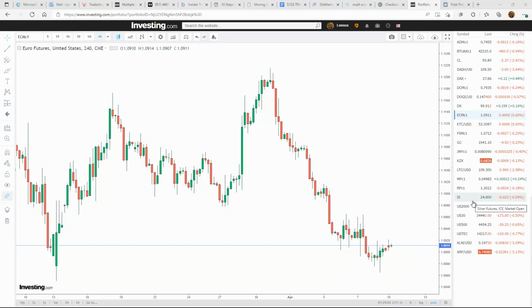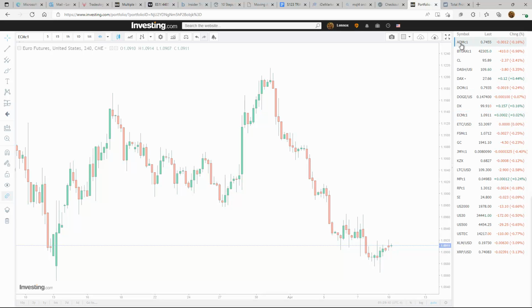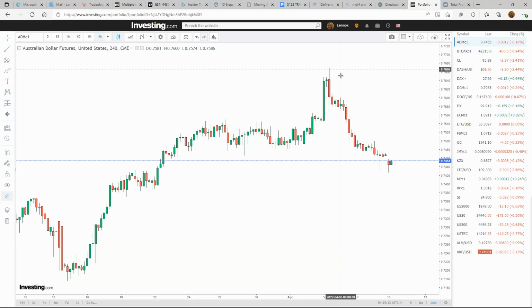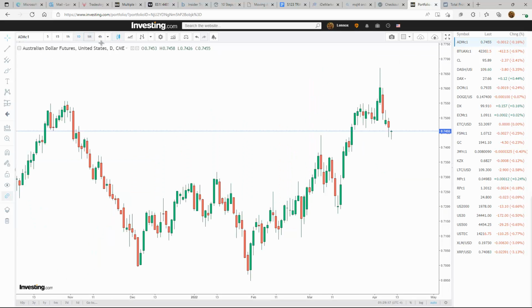We can then look at other pairs like the Aussie, for instance, that should be doing a similar type of pattern. And as you can see, we're also in a move to the downside. So let me go to the 4-hour daily on this one. And yes, you can see we've pushed to the downside. We could see a little bit of a move to the upside going into this week for the Aussie as well.